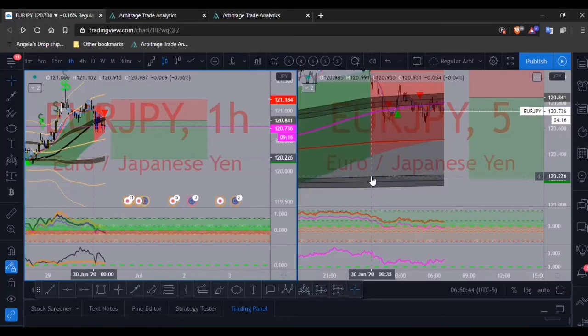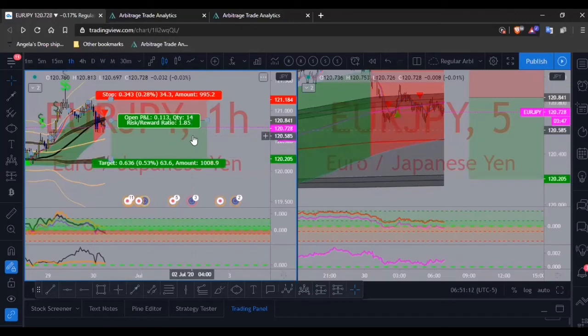place my sell. All right, and then stop loss is at 121. I'm going to put my stop loss at 121.185, or 121.200 is a good stop loss as well. 121.185, and then my TP is 120.200.